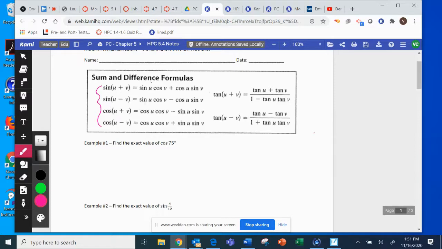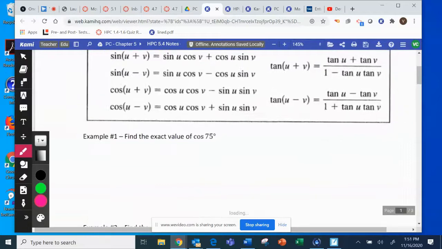Would I have ever come up with that on my own? No. But somebody did. There are two other formulas that did not show up in our Desmos activity, and those are tangent sum and difference formulas. We're just going to use whatever we need to answer these questions. First question, find the exact value of cosine 75 degrees.